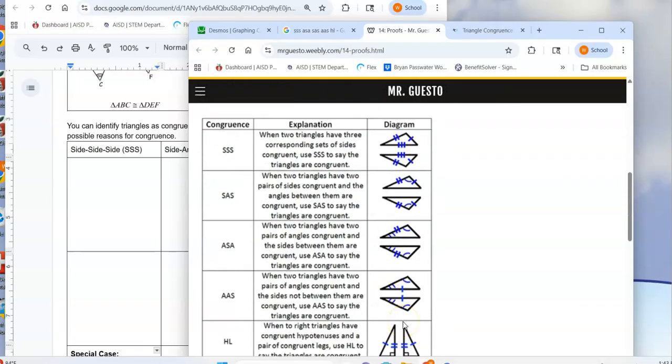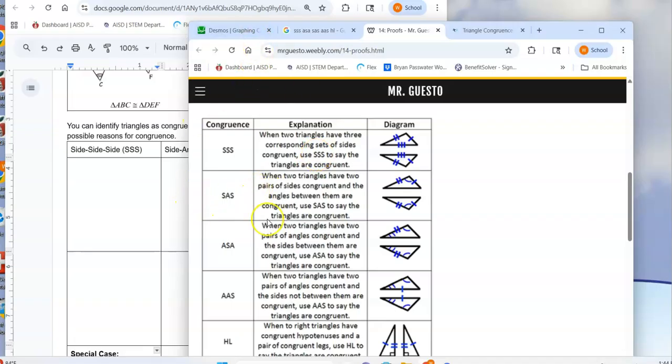Okay, so SSS is when you have all three sides. The diagram I would draw here is this one: you have two triangles, and their corresponding sides are congruent. With that information, that is enough to say that both triangles are fully congruent.